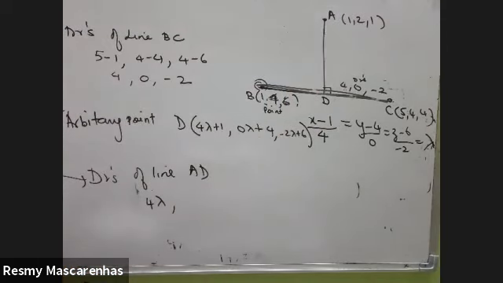Okay. Find the direction ratios of line AD. AD will be what? This will come here. This minus this. First, second minus second, third minus third, plus 3 was 4 minus 1.